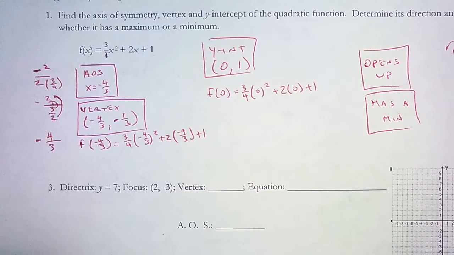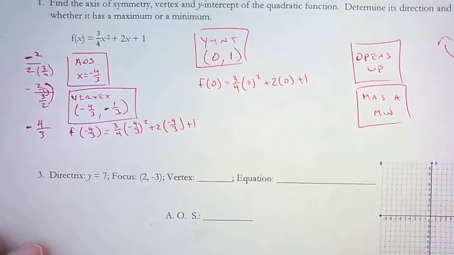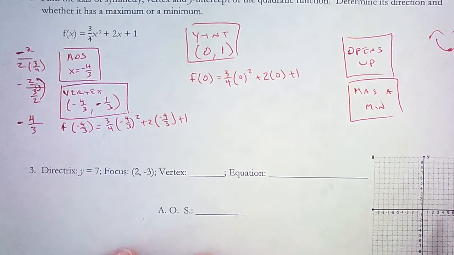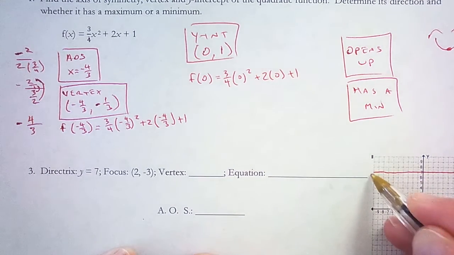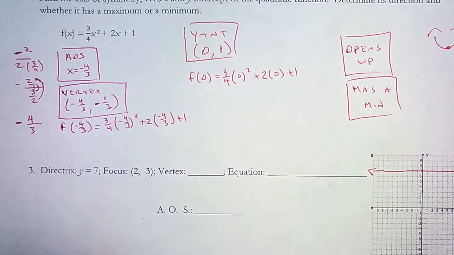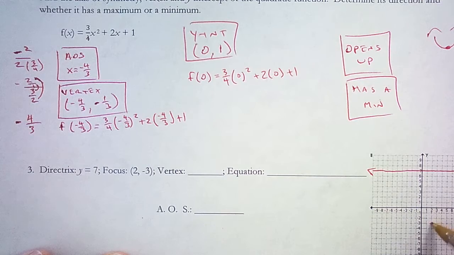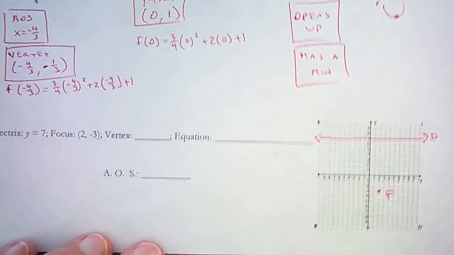All right, my numbering system's a little weird here because of a mistake. I'm going on to 3, 2 and 4 are on the back. Directrix is y equals 7. So up 7, we have a directrix. The focus for this parabola is going to be at 2, negative 3. So we've got a directrix and a focus on the graph.